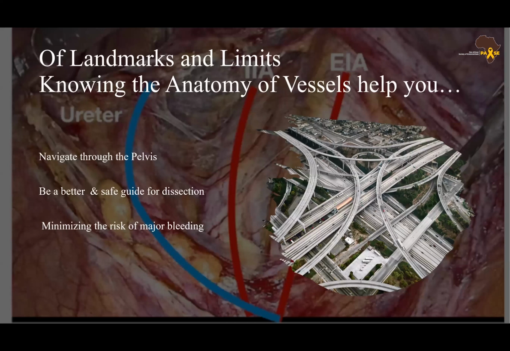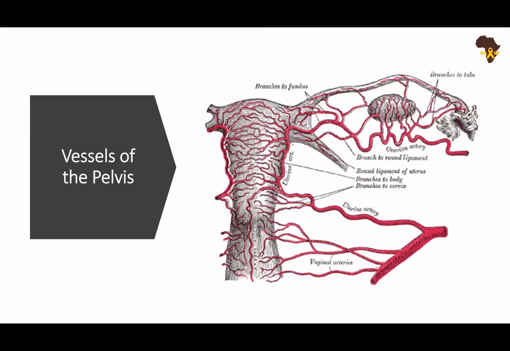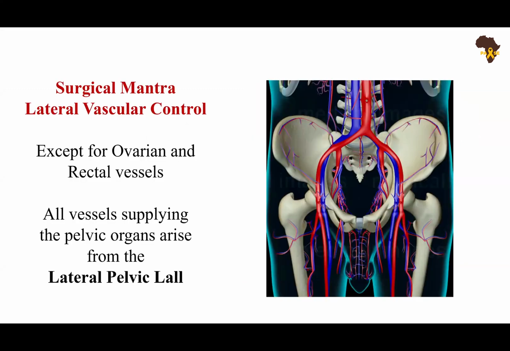Of landmarks and limits, knowing the anatomy of these vessels is going to help you navigate through this pelvis, to be a better and safe guide for dissection and minimize the risk of major bleeding. You can't approach this area without knowledge of the anatomical vasculature in this area. This is the labyrinth of the pelvis. The main vessels we are interested in are the uterine artery, the ovarian artery, the internal iliac artery, the vaginal arteries, etc., because these form the labyrinth of the pelvis.